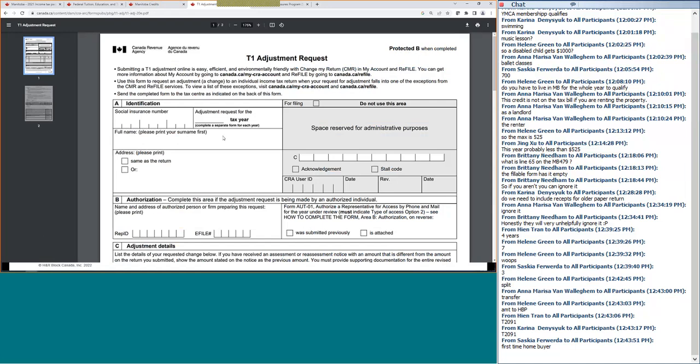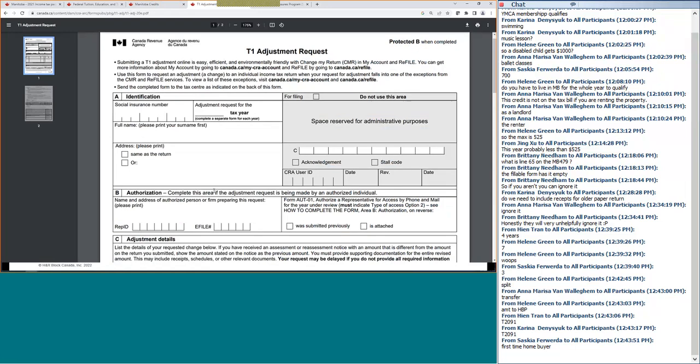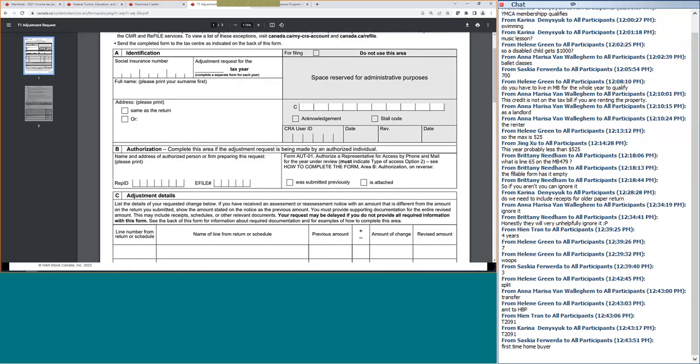The full name of the client, and whether their address is the same as the last return they filed or is different. If it's different and they've moved, make sure that the information for the adjustment goes back to the new address. The authorization is going to be important if the person doing the adjustment is the tax professional and not the client. So when I do adjustments for my clients, I don't always have to get them to come in and sign them. I can sign the adjustment myself as the authorized person, and the CRA will accept it.